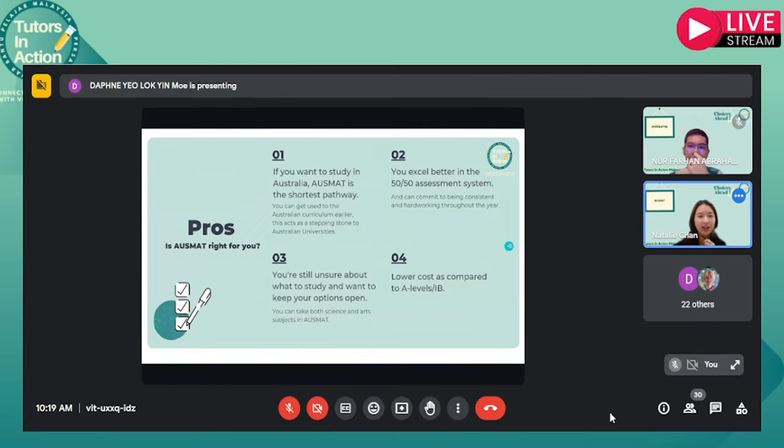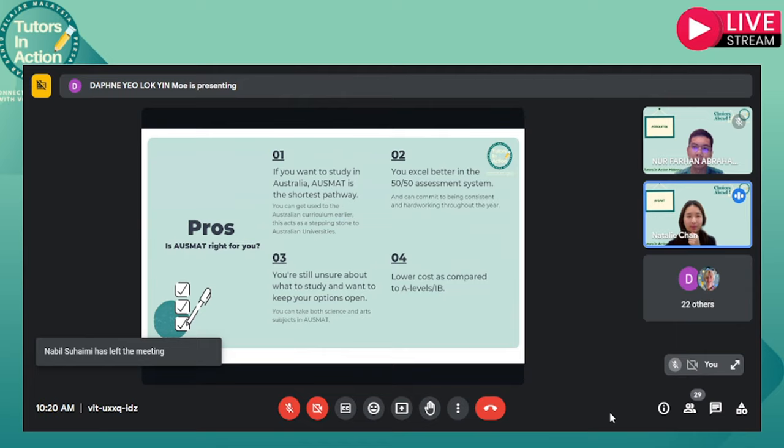And secondly, you excel better in the 50-50 assessment system and can commit to being consistent and hardworking throughout the entire year. So if you feel that during your schooling years in secondary school, you did better in your mid-year test or your mini tests throughout the year rather than your final exam, then I think OSMAT is something you could try because you are good at internal tests rather than the final exam. And this will also reduce your stress on your final exam because you have accumulated marks throughout the entire year.